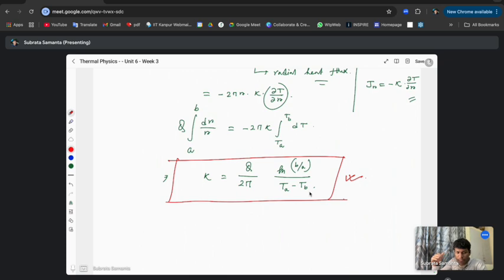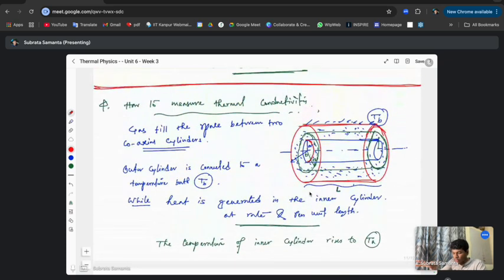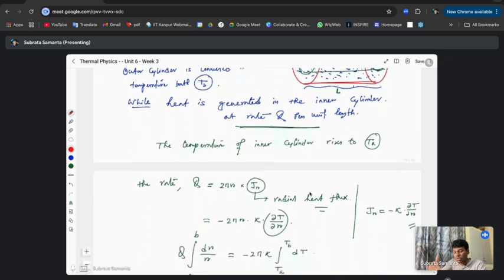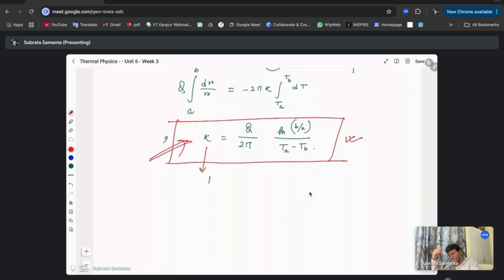So this is the way you can deduce the thermal conductivity of a gas. Basically, we have considered two coaxial cylinders with gas filling the space between them. The outer cylinder is connected to a temperature bath T_B, and heat is generated in the inner cylinder, whose final temperature is T_A. Knowing these, we can use this formula to calculate the thermal conductivity, kappa.